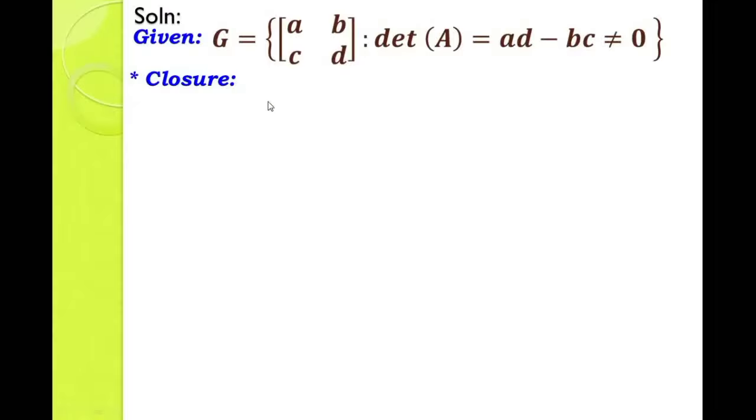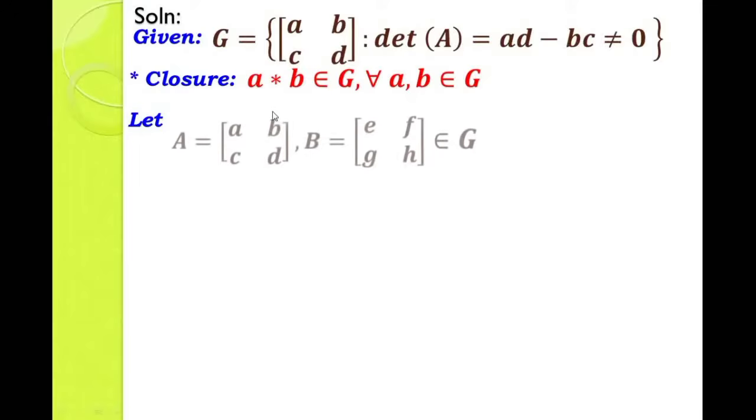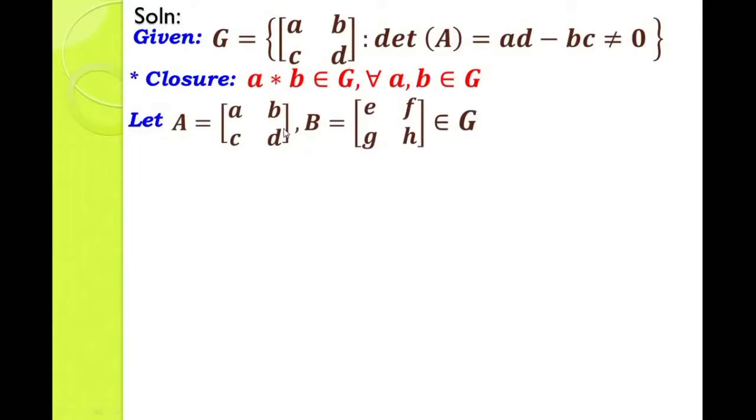What is the closure property? We know that A star B belongs to G for all A, B belongs to G. This is the closure property definition. So using this definition, we have to verify this. Here I am going to consider capital A equal to the given matrix A, B, C, D. Similarly, we consider one more matrix, capital B equal to another 2 by 2 matrix, that is E, F, G, H.